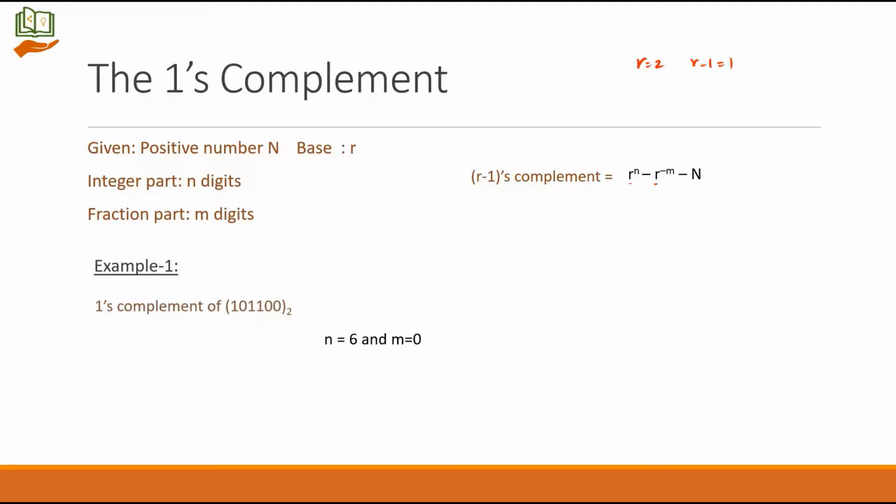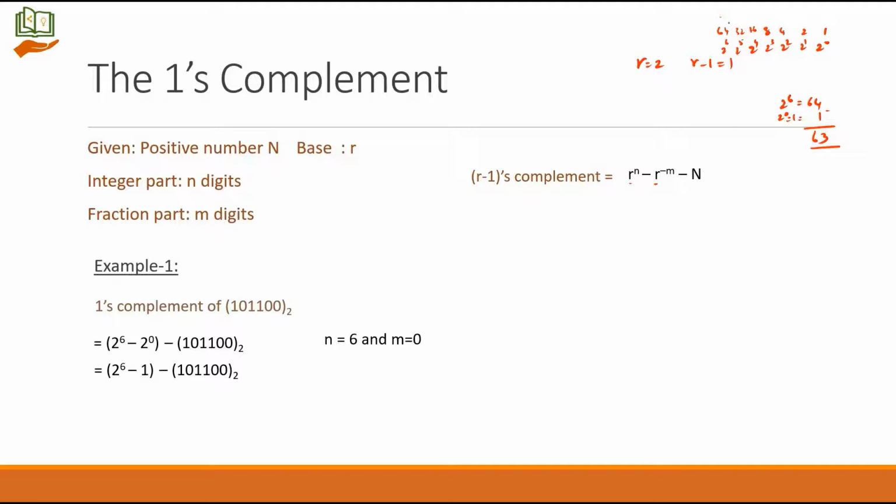This is 2 power 6 minus 2 power 0. So this will be 2 power 6 is 64 and 2 power 0 is going to be 1, which means 64 minus 1 will give you 63 here. So you are going to subtract this from 63. What about 63? Let's take 2 power 0, 2 power 1, 2 power 2, 2 power 3, 2 power 4, 2 power 5 and 2 power 6. This is going to be 1, 2, 4, 8, 16, 32 and 64.